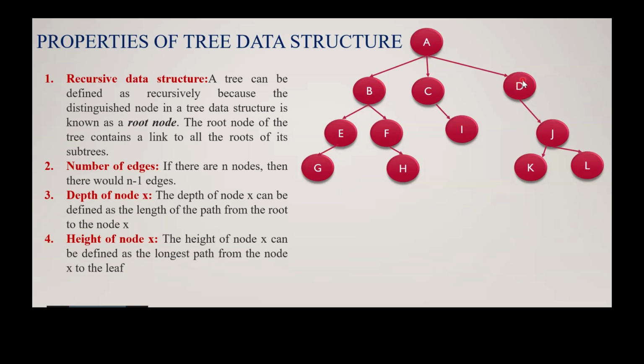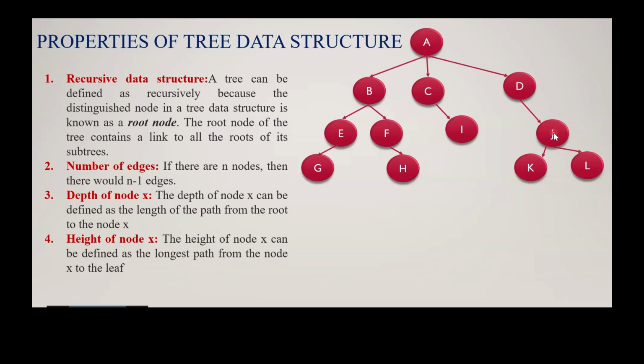Similarly, if I go for D, the depth is from the root to this one, so it is 1. And the height is from this node to the leaf node, so 1, 2. So this is the height. If I want to calculate the depth of J, it means the distance or path from the root to that node. Root to that node means 1 and 2. So here the depth of J is 2.